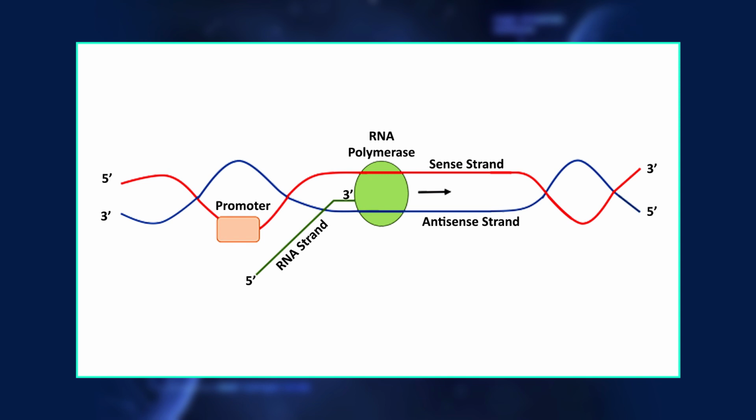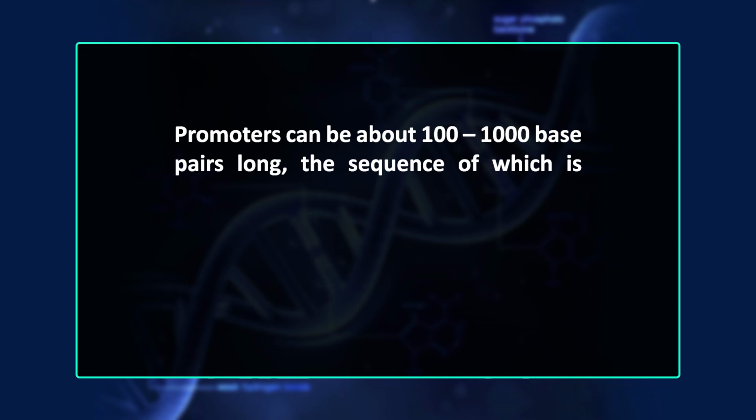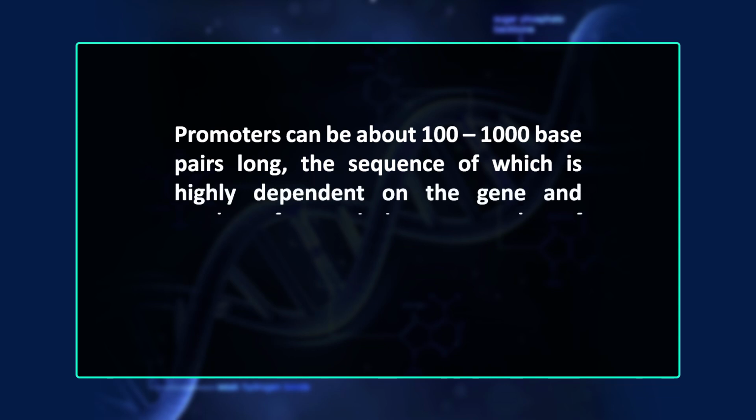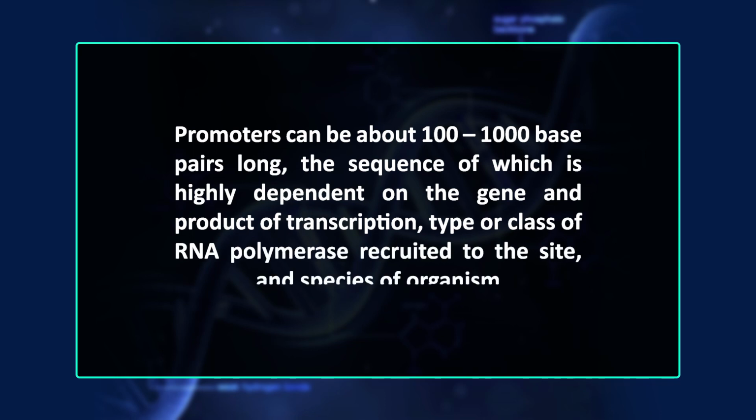Promoters are located near the transcription start sites of genes, upstream on the DNA, that is towards the 5' region of the sense strand. Promoters can be about 100 to 1000 base pairs long, the sequence of which is highly dependent on the gene and the product of transcription, the type or class of RNA polymerase recruited to the site, and the species of organism. Promoters control gene expression in bacteria and eukaryotes.